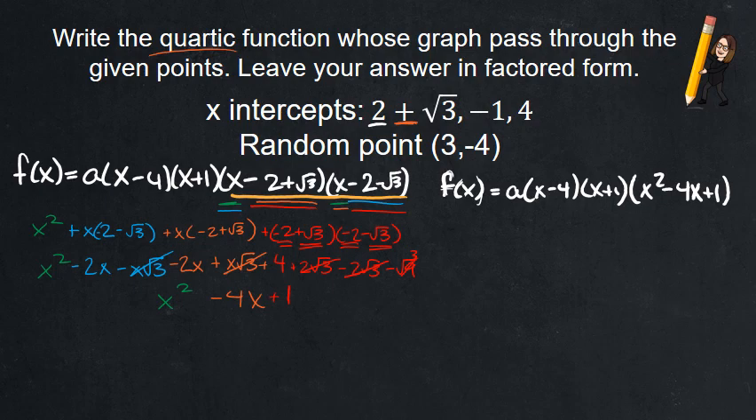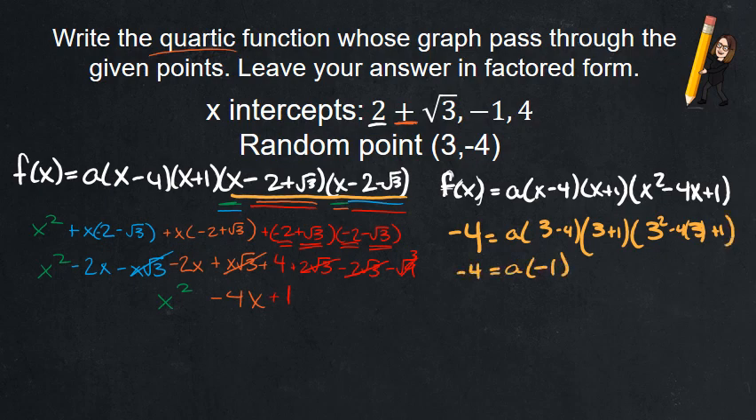Now I can actually do my work of plugging in my random point. Okay, so my random point is negative 4 and 3. See what that looks like. 3 equals a times (3 minus 4)(3 plus 1)(3 squared minus 4 times 3 plus 1). A little bit more work here than we're used to. Let's see, 3 squared would be 9 minus a 12 plus a 1. What do we got there? 9 minus 12, negative 3 plus 1 is negative 2.